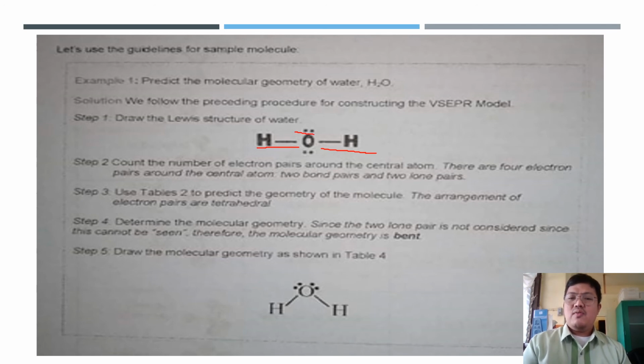Ito yon. 1 and then 2. There are 4 total, but then there are only 2 bond pairs and there are also 2 lone pairs. So that leads us to step number 3.